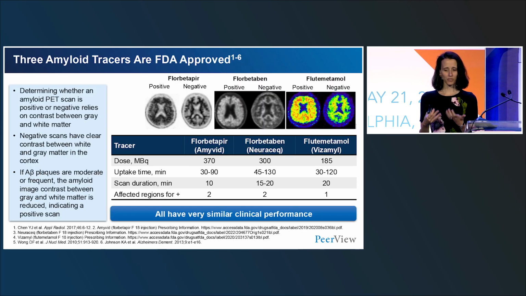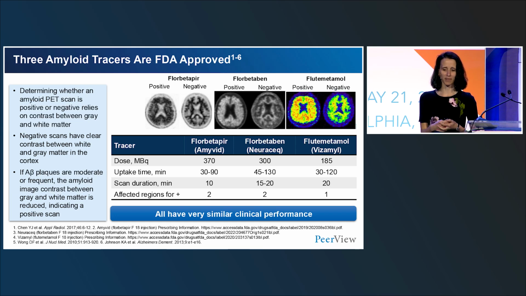So there are currently 3 F-18 labeled FDA-approved amyloid PET tracers: florbetapir, florbetaben, and flutemetamol. They're quite comparable amongst themselves. All 3 have been around for about 10 years now. They have greater than 90% sensitivity and specificity for detecting increased amyloid deposition in the cortex. And you can just see some differences amongst them in the uptake time, dose, and scan duration, as well as visual read criteria.